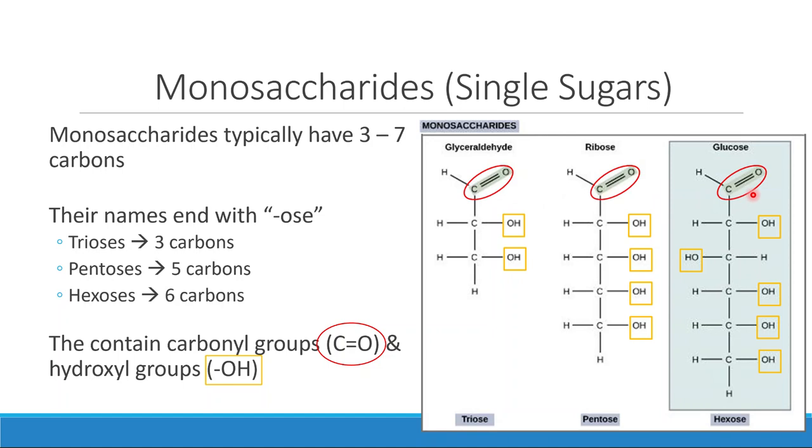We also see in our monosaccharides many different hydroxyl groups. Remember that a hydroxyl group is an OH group. So in each of these types of sugars, whether you have 3 carbons, 5 carbons, 6 carbons, we're always going to have carbonyls and hydroxyl groups.